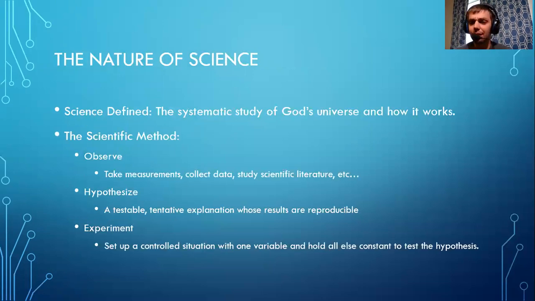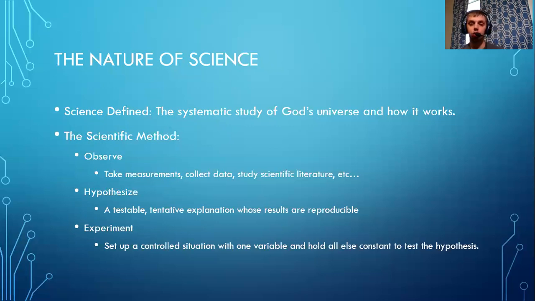So, now that we've talked about chemistry, we said earlier it was a branch of science, but what is science? What does that mean? Well, science is the systematic study of God's universe and how it works. To do science, we use what's called the scientific method. So in the scientific method, we first observe. We take measurements, we collect data, we study the literature, and do stuff like that. That's more when we collect everything and get it ready. And then we hypothesize. We look at all of our results and make a guess or a tentative explanation, as the book states.